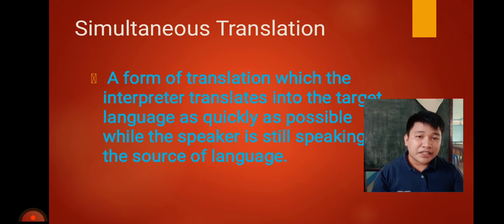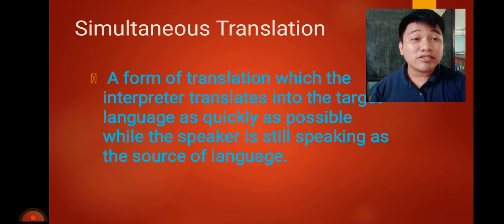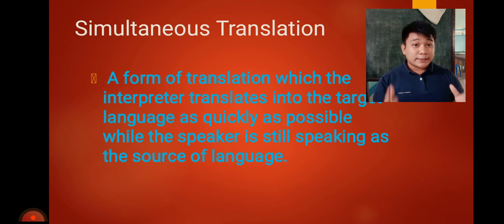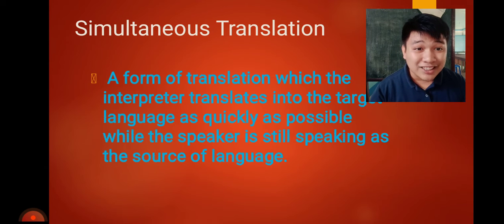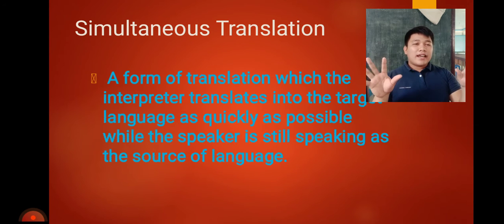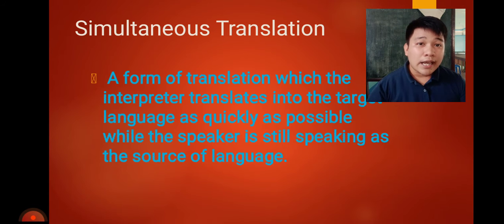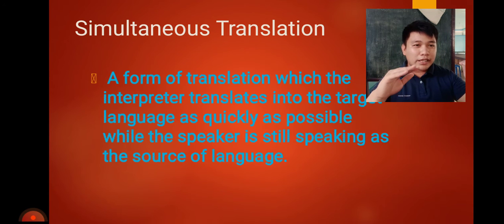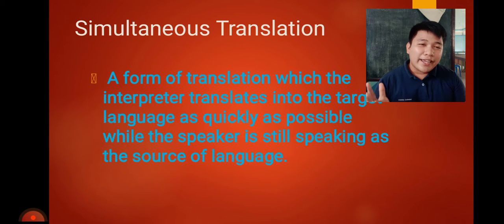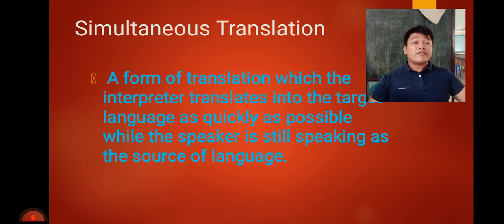Simultaneous translation is a form of translation in which the interpreter translates into the target language as quickly as possible, while the speaker is still speaking in the source language. As you can see, from the word simultaneous, it is continuing, it is moving, it is active. This is an active translation.